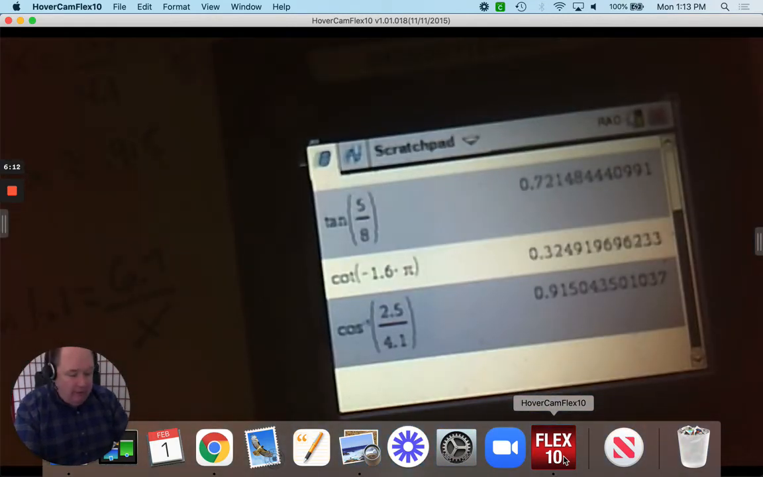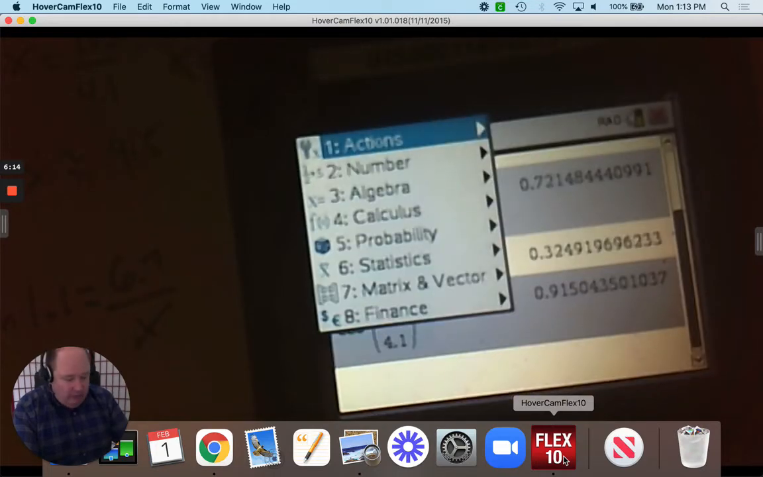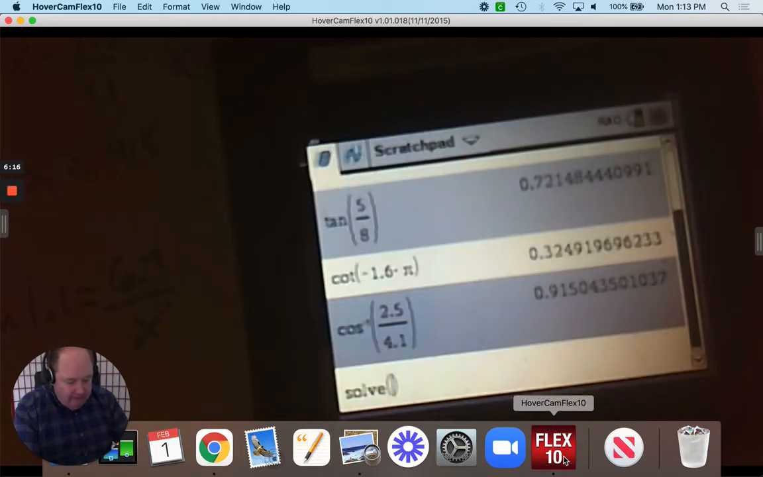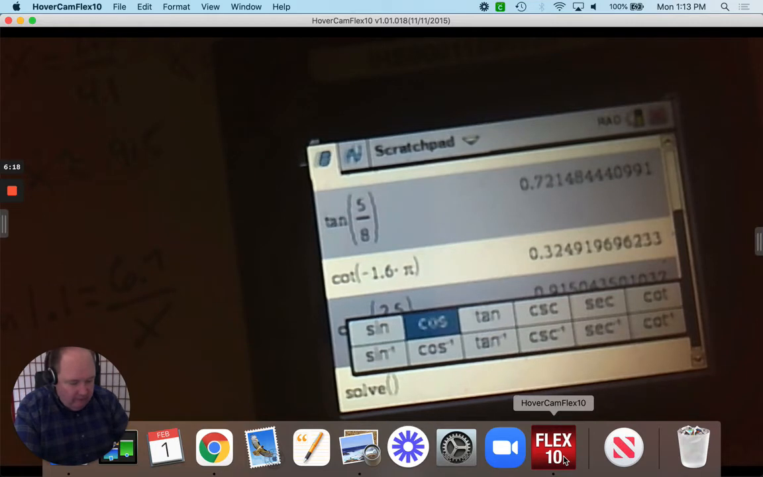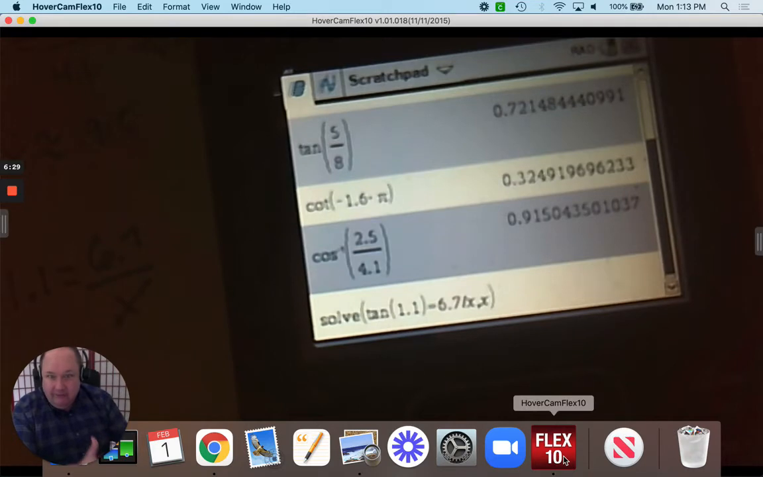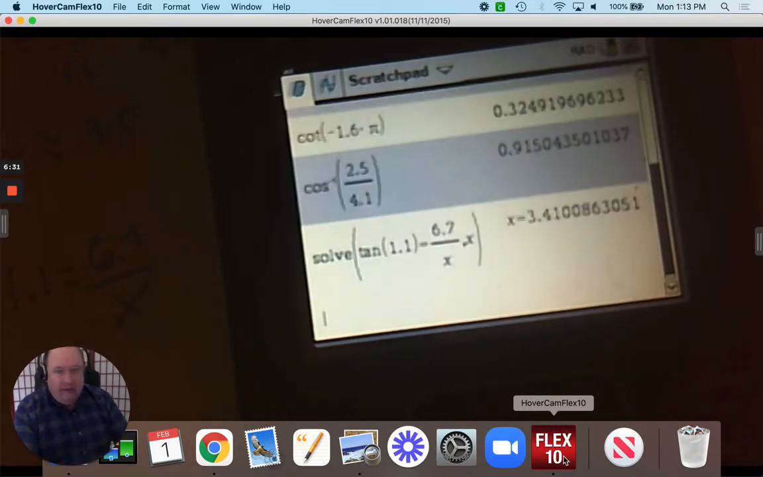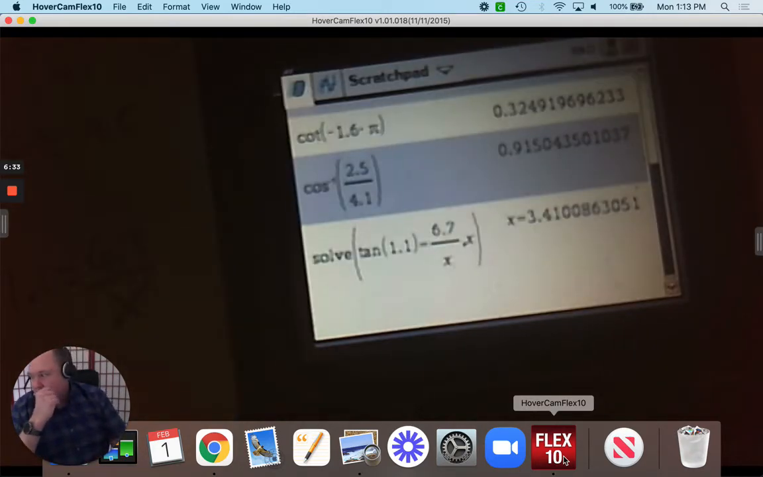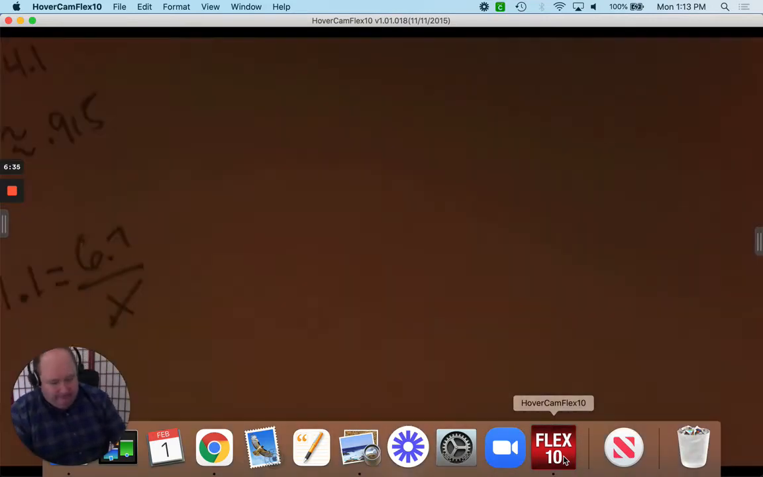So another way we could do this is just solve it, right? You can go to algebra, solve, and then type in tangent 1.1 equals 6.7 over x. There's other ways. I just want you to know that you could do this if you had to. So if you're given a calculator to use on a question, can you just type it in and solve for x? So the answer is 3.410.